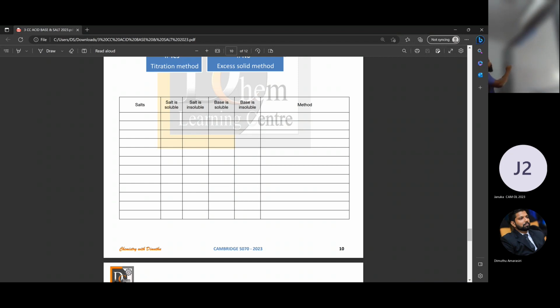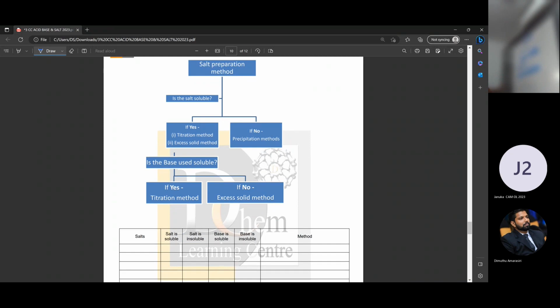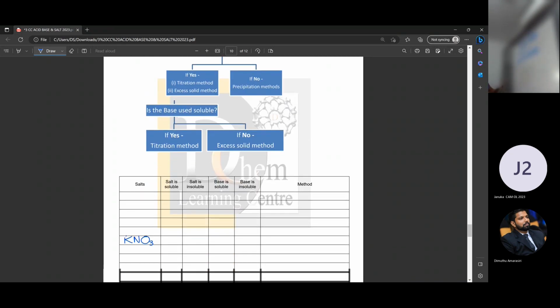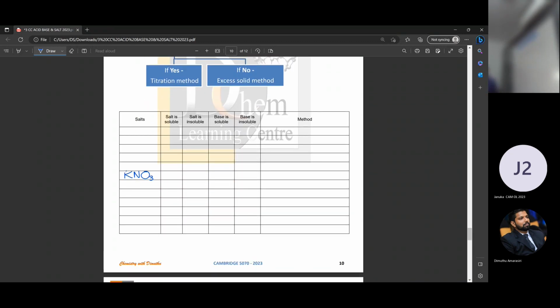Right, potassium nitrate. So let me discuss potassium nitrate. This is the thought hierarchy that you have to process in order to decide: is the salt soluble? Is potassium nitrate soluble? Yes, because it's a group one salt.